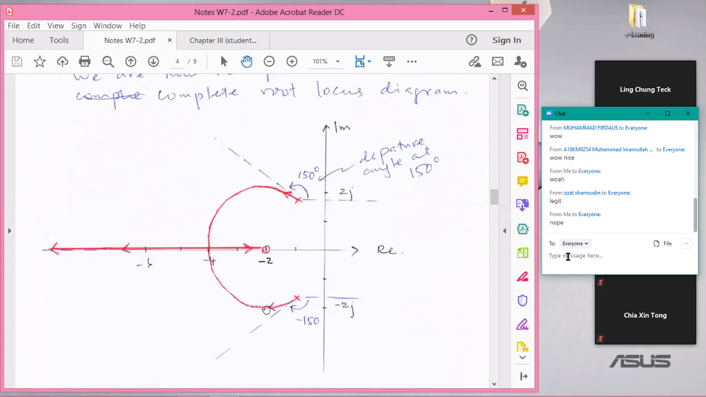All right, so see how nice is that? It's very, very neat.